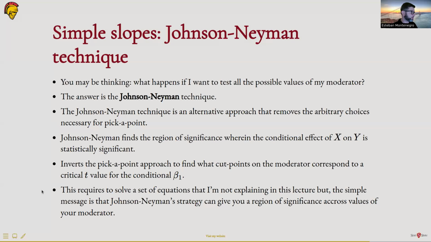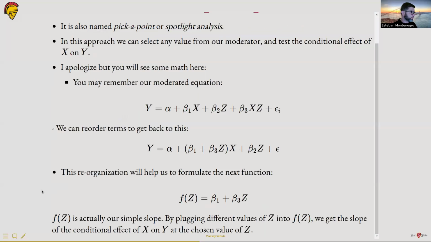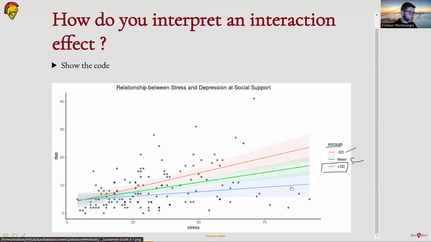Let me just show you here. This test is telling us what we saw here. Look at the blue line. The blue line represents the relationship between stress and depression when people have a high score in social support. And when that happens, look at the line. The tendency is to become flatter. That means there is no relationship. So we just found out that the relationship between stress and depression is stronger.